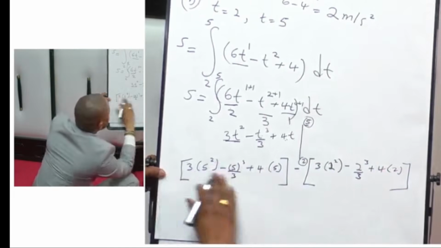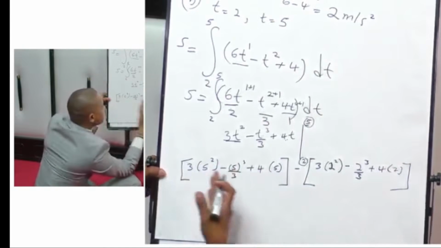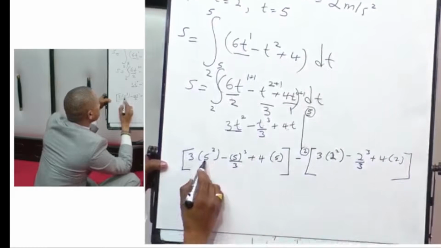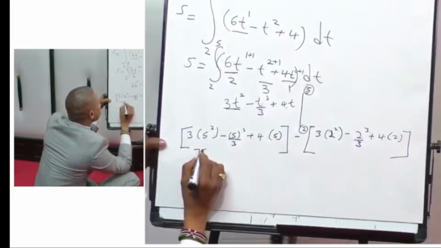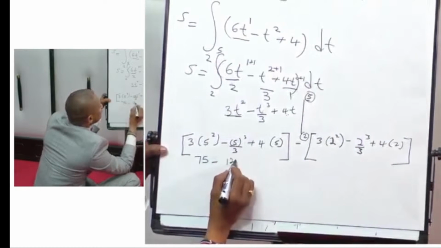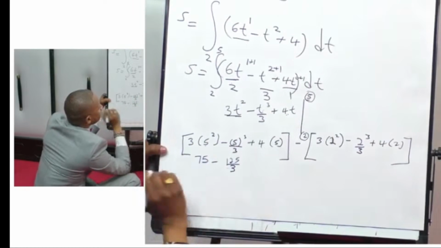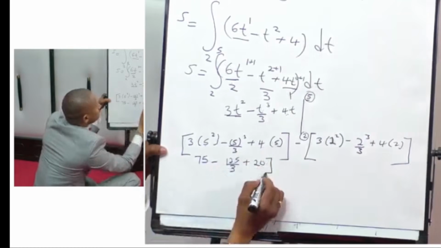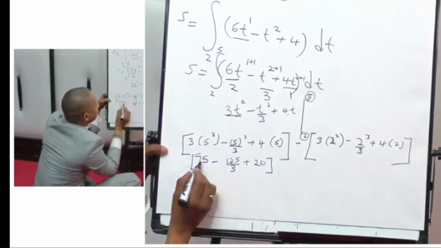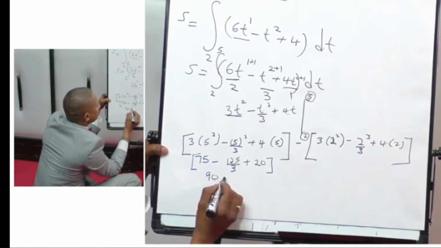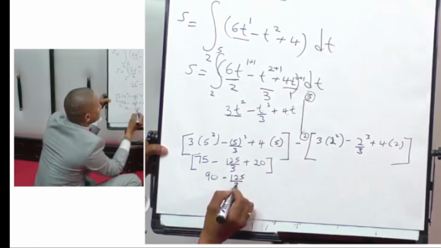Now I open up this. Use a calculator, this will be easy. 5 squared is 25 times 3 is 75. Minus 5 cubed is 125 over 3. Plus 4 times 5 is 20. Now 75 plus 20 is 95 minus 125 over 3.